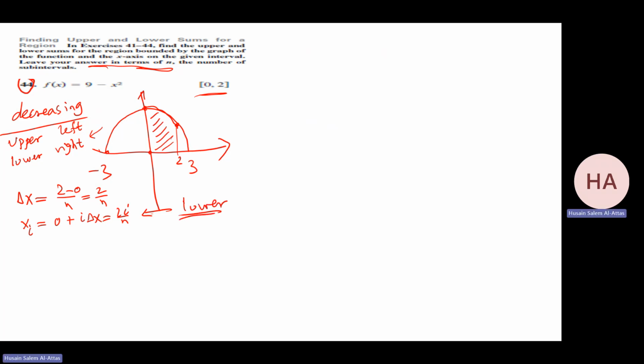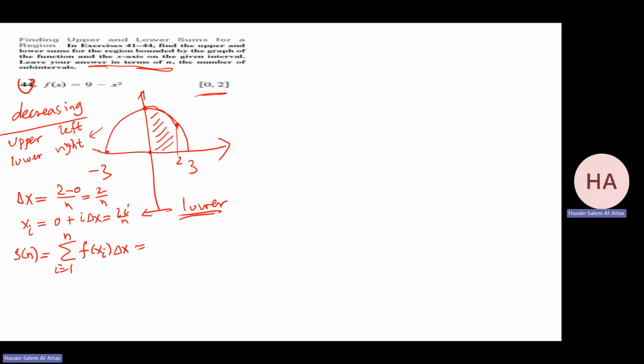For the lower in terms of n, no need to do the limit, just the summation. So let me call it small s. We want to find the lower. S at n will be the summation i equal 1 to n of f of xi times delta x.